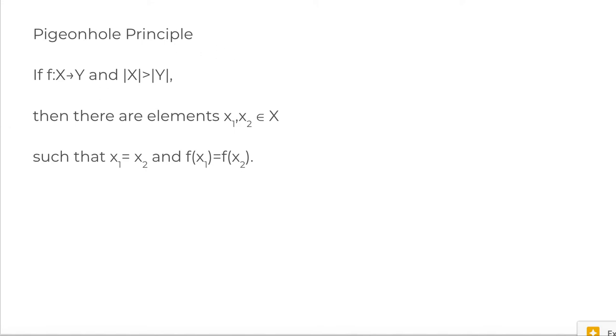This is the formal way to write it down. For the function f: X → Y, if the magnitude of X is greater than the magnitude of Y, then there are elements x1 and x2 belonging to X, such that x1 and x2 are not the same and the function's values on those arguments are the same as well. So that's the formal way of writing the pigeonhole principle.